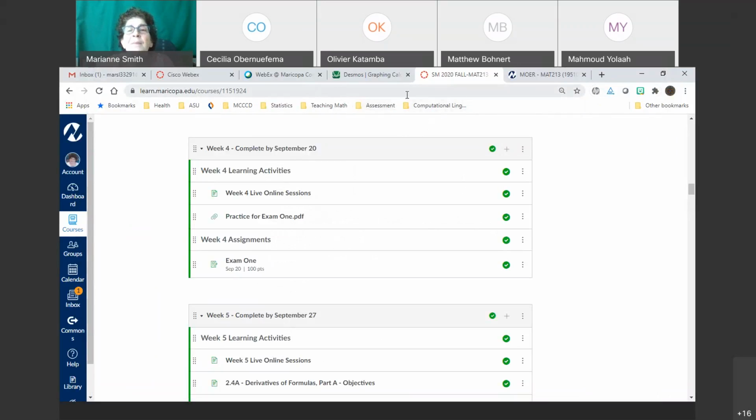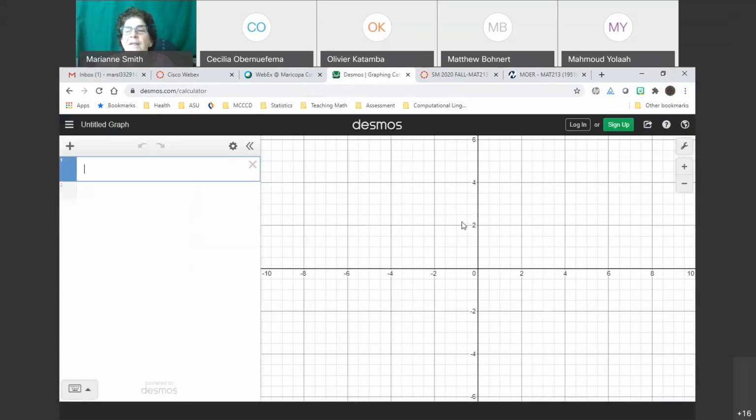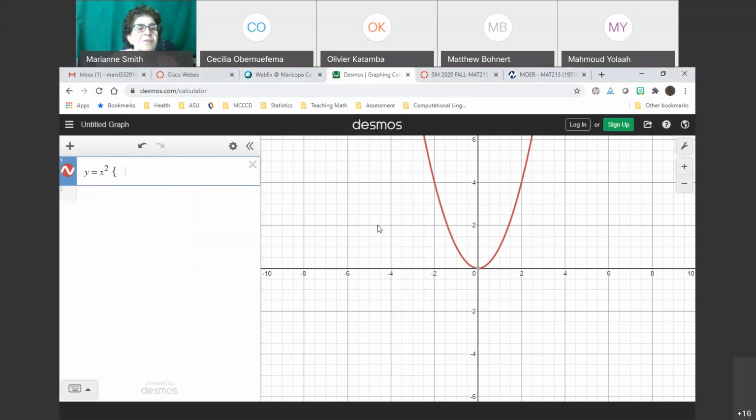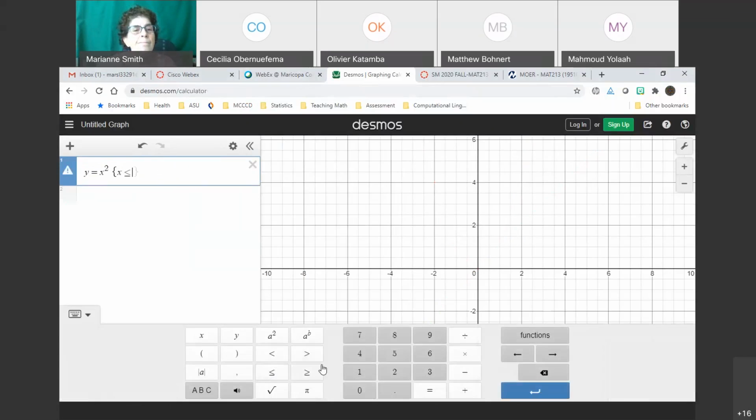All right, again, I want to make sure you're not confusing the idea of continuity with domain. Okay, so let's draw a piecewise function here. Okay, so y equals x squared. And here's the way I do piecewise functions here. I just put the domain in curly braces afterwards. And I'm going to say, as long as x is less than or equal to 1, okay? Here's my first piece, okay?